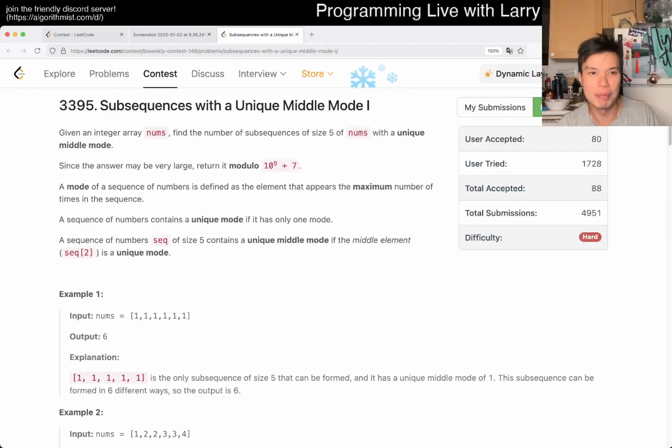This is me going with Q4 of the bi-weekly contest 146, Subsequences with a unique middle mode 1.